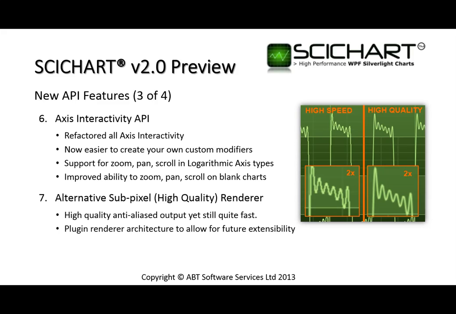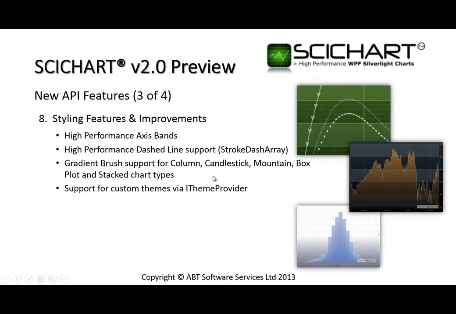And another feature, this is a big one, is alternative subpixel renderer. So there's an image on the right. I don't know if you can see it very clearly on the video, but the image shows that basically on the left we've got this high-speed renderer which is quite aliased, even with anti-aliasing on. That's because it's all integer coordinates, whereas the high-quality renderer uses floating point coordinates, and it's a lot smoother. If you look at the difference on this image on the right versus on the left, this is magnified 2 times. It's a lot smoother.